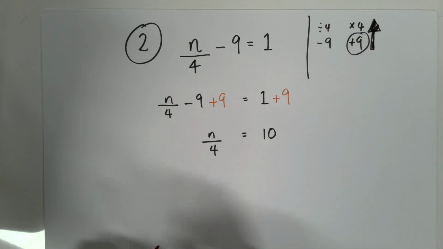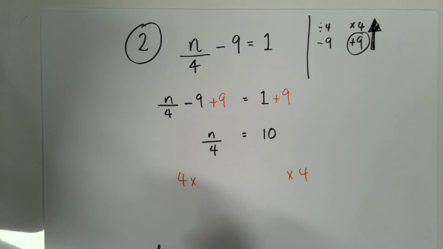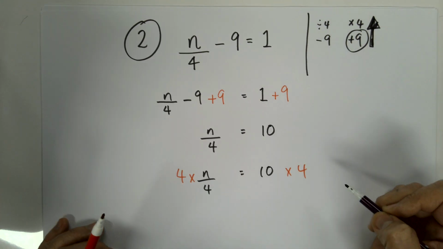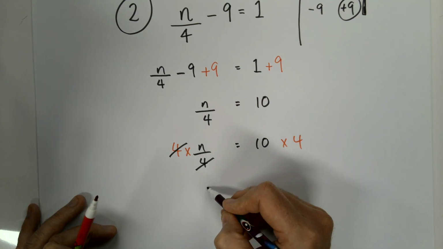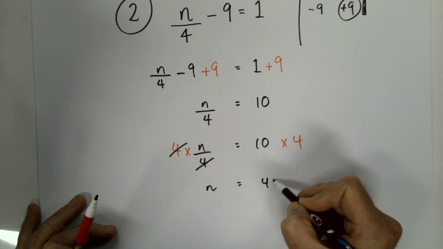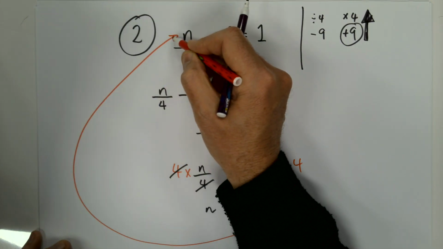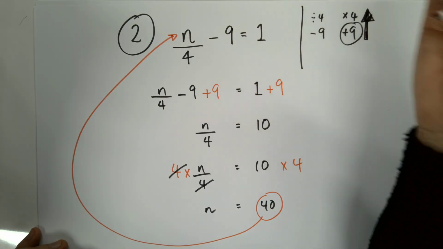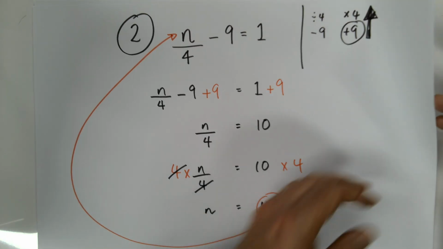Now I multiply both sides by 4. So multiplying both sides by 4, n over 4. Righto, so 4 on the top, 4 on the bottom, they cancel. I'm left with n is 40. All right, does it work? Let's have a look. Back up in here. 40 divided by 4 is 10. 10 minus 9 is 1. It works. Okay, so now I'm going to set you going with some practice ones.